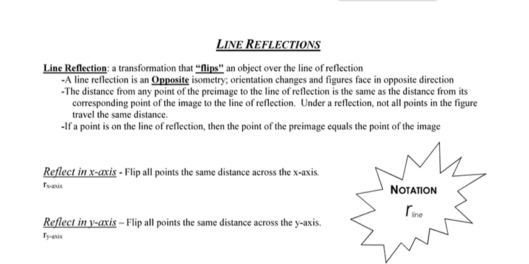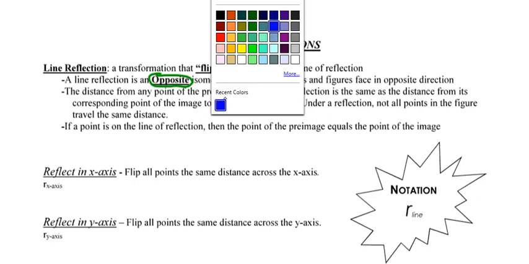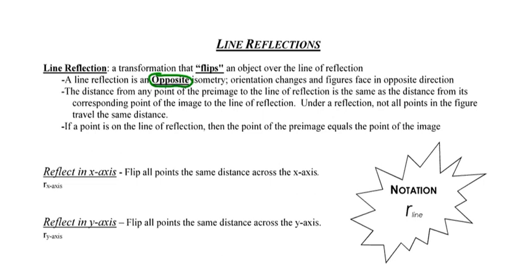Now, the line reflection, unlike the translation that we've looked at so far, is an opposite isometry. Opposite meaning that the orientation is reversed, isometry meaning that the size remains the same. So again, this whole notion of opposite means that orientation is reversed, where the size stays the same.